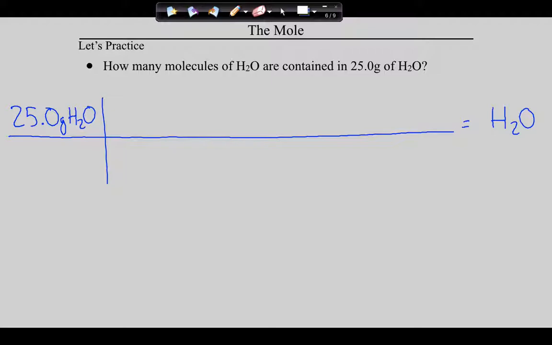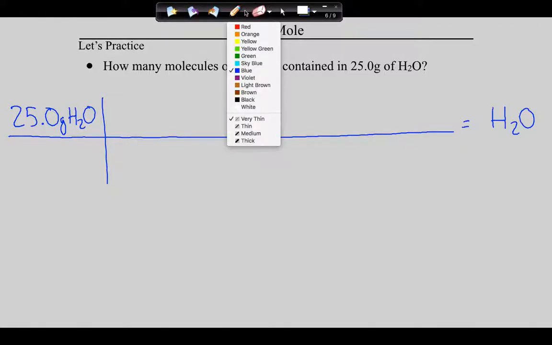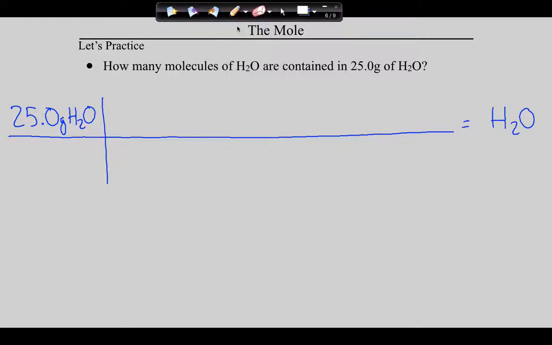1.0. Guys, please do not write this down, but watch. This is important. The mass of hydrogen is 1.0. Now guys, check this out. How many significant digits are in 1.0? 2. How many significant digits are in 25.0? 3. That's bad. Let's talk.